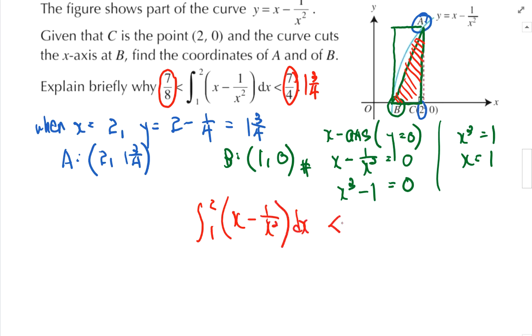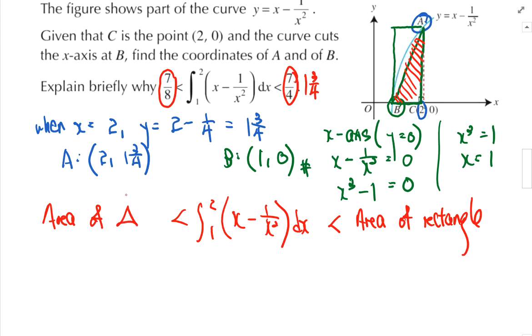It's smaller than a rectangle, but it's for sure bigger than the triangle. How do we find the area of a triangle? The base is 1, the height is 1 3/4. So this will say half times base times height.